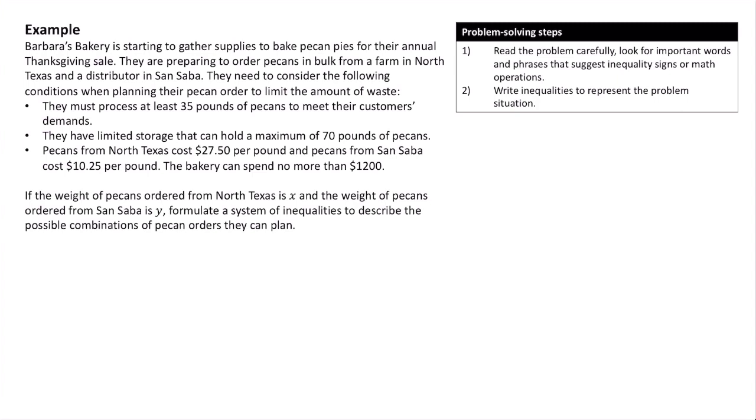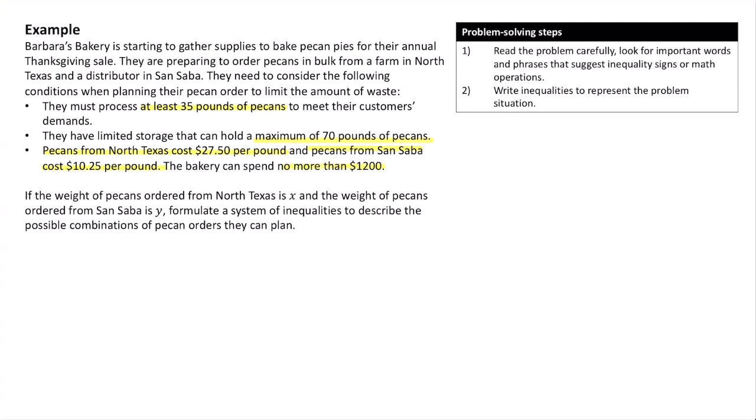They need to consider the following conditions when planning their pecan order to limit the amount of waste. They must process at least 35 pounds of pecans to meet their customers' demands. They have limited storage that can hold a maximum of 70 pounds of pecans. Pecans from North Texas cost $27.50 per pound, and pecans from San Saba cost $10.25 per pound. The bakery can spend no more than $1,200.